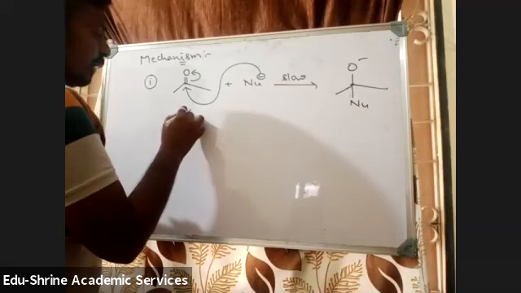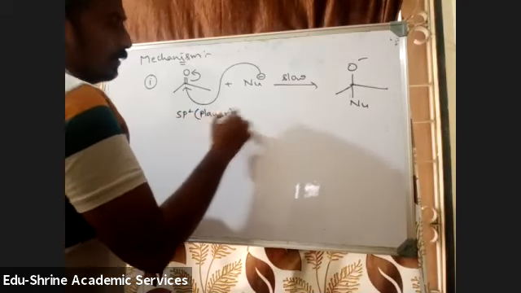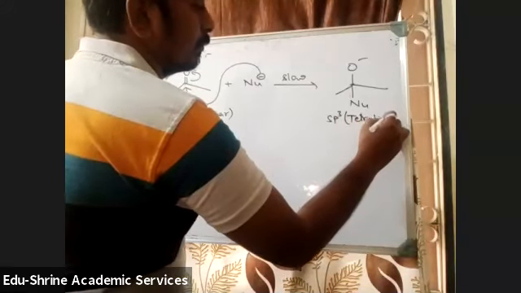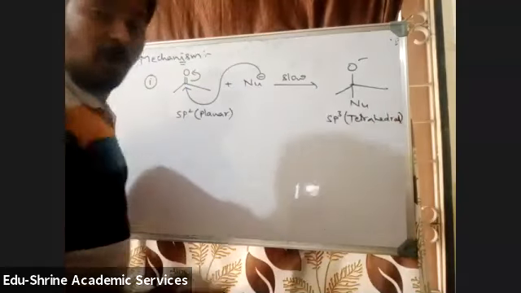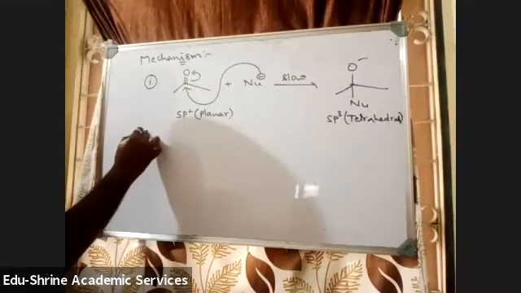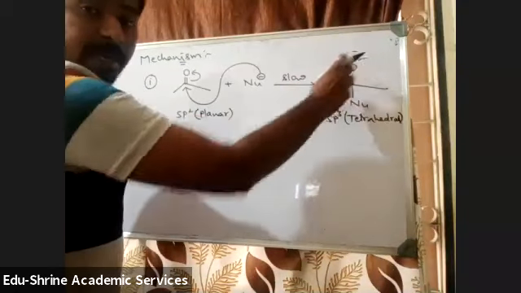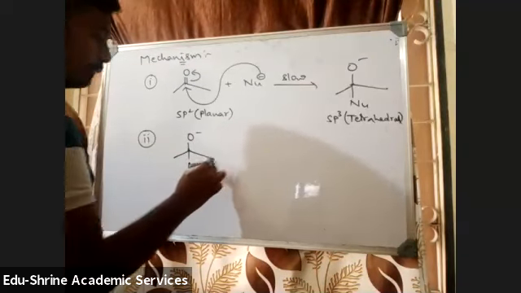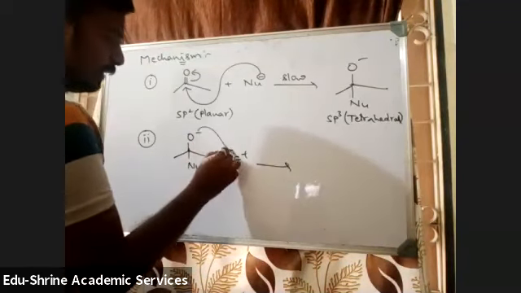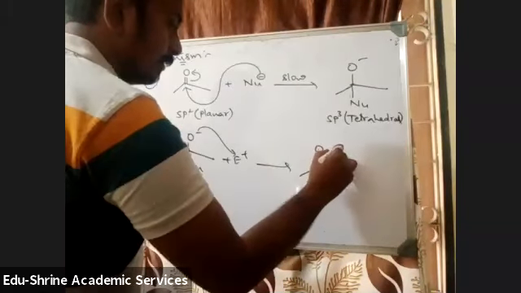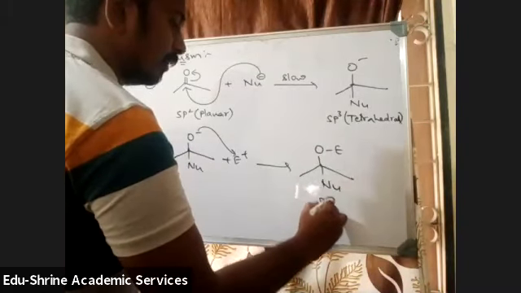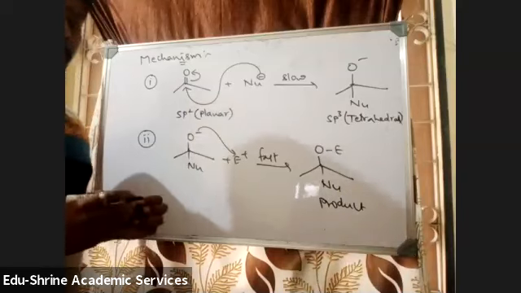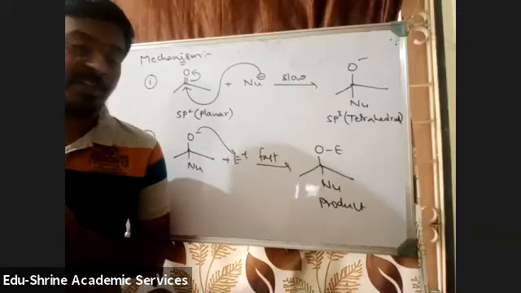Okay. So here it is sp2 planar, and this will be sp3 tetrahedral. So this will be the intermediate compound formed here. In the second step, what happens? The electrophile will attack this negatively charged oxygen, and this will be the product formed. So these are the two steps in which the reaction takes place.